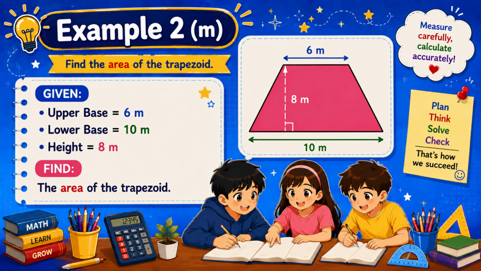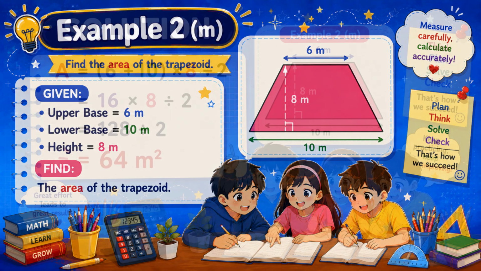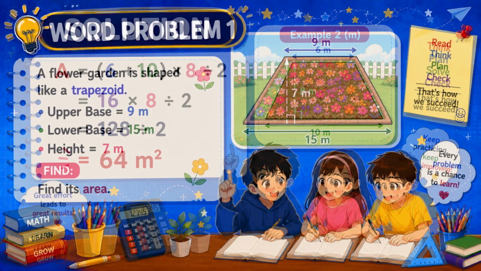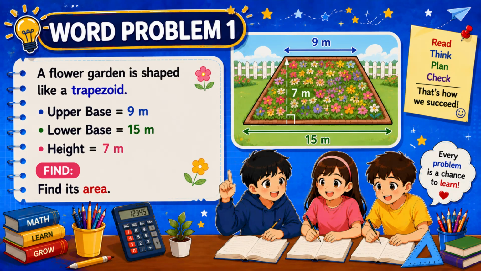Now let's solve another example, using meters. The area is 64 square meters. The only difference is the unit. Instead of square centimeters, we use square meters. Read the problem carefully and identify the measurements before using the formula.